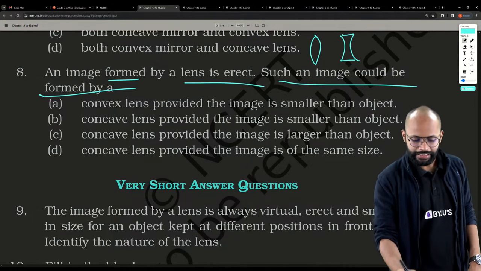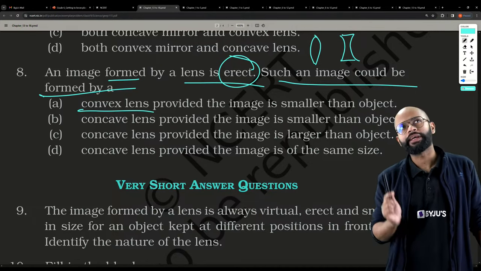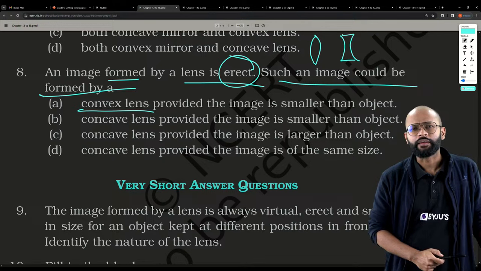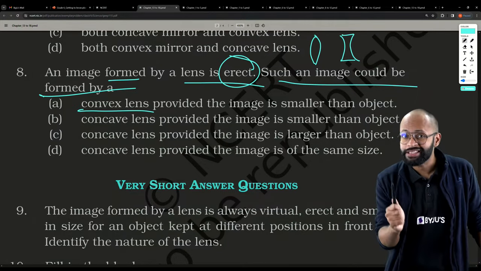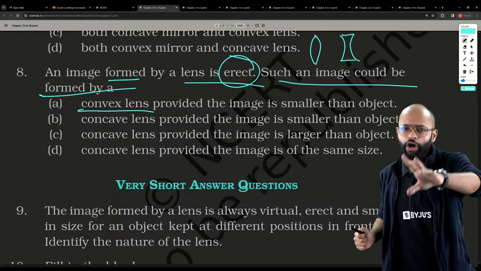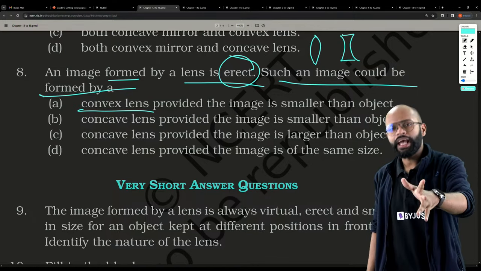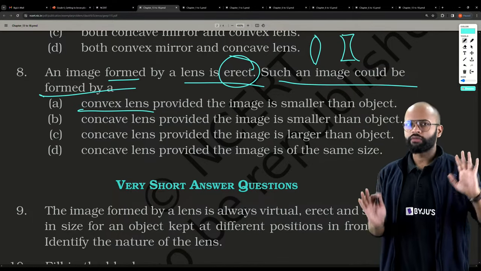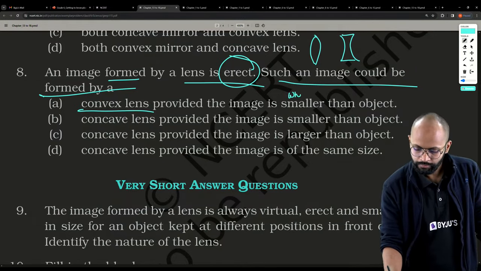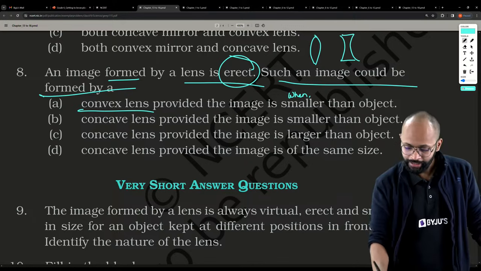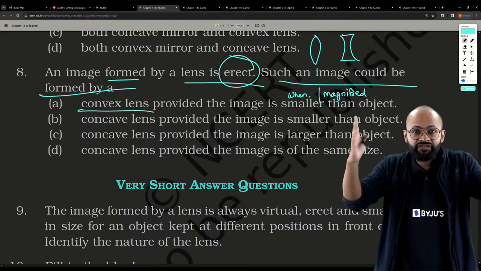Okay. Image formed by a lens is erect. Okay, sir. Convex lens can form an erect image when the object is very close and the image will be magnified, meaning the image size will be bigger than the object. But when? When the object is very close. Second, magnified image, meaning the image size will be bigger than the object.